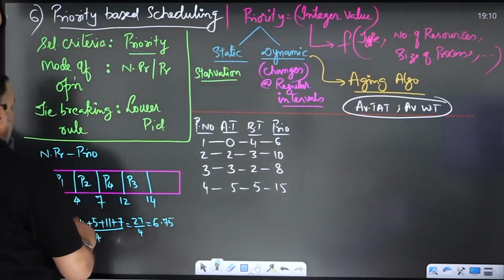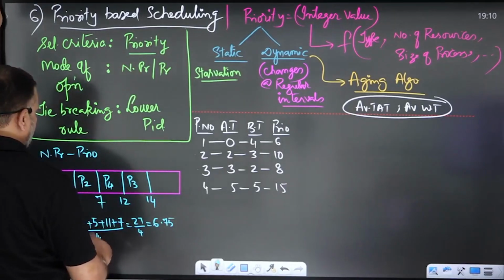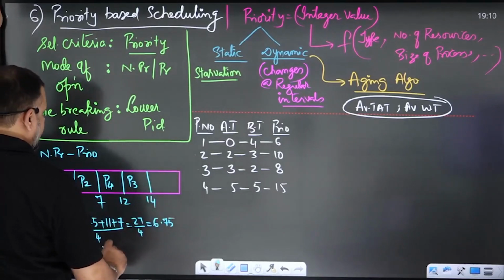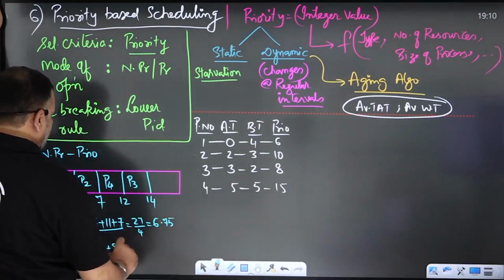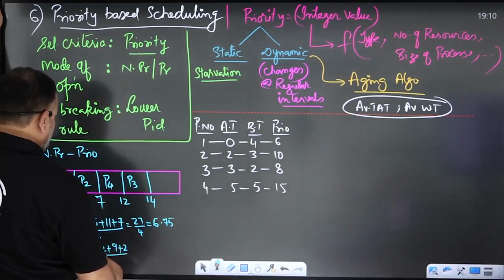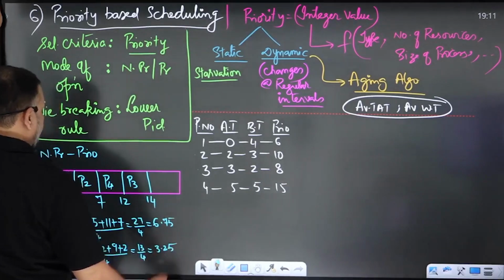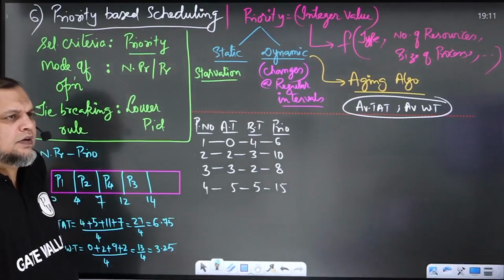Average waiting time, right? P1 4 minus 4, 0, P2 5 minus 3, 2, P3 11 minus 2, 9, P4 7 minus 5, 2, by 4. 10, 11, 12, 13. 13 by 4, 3.25. Average waiting time is 3.25.